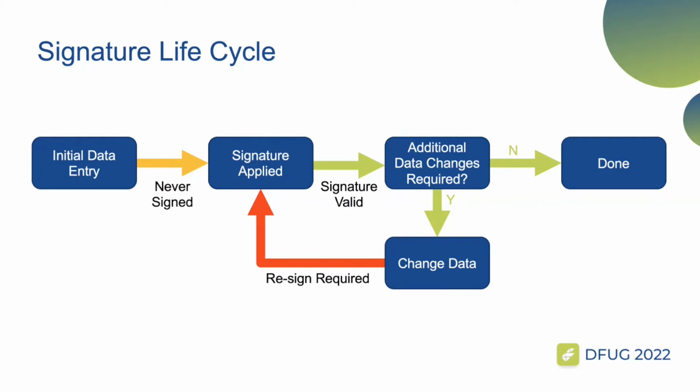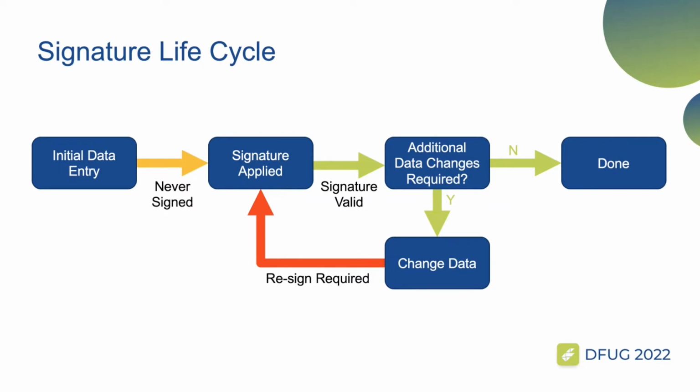And I need to correct something. And if that happens, then you change the data. And that essentially means that the signature is now not valid anymore because it's not applying to the current data. So in that case, I've got that red line that says we need to do something, which is looping back to the signature applied box. The investigator goes and applies a signature, and we can go around this loop as many times as we need.